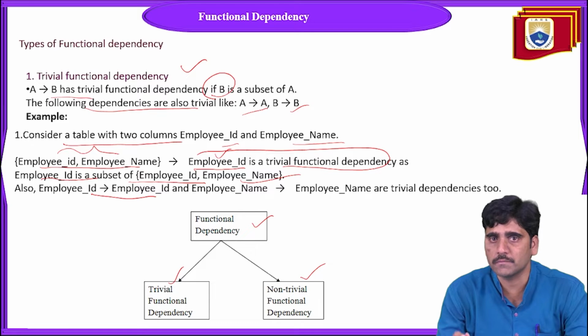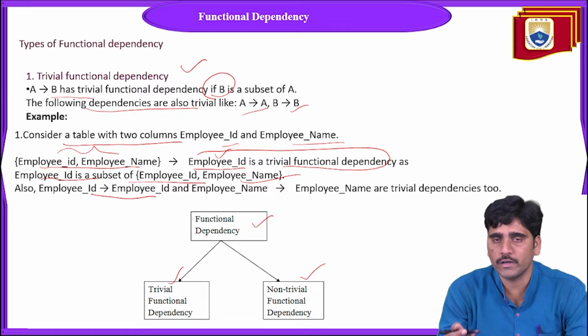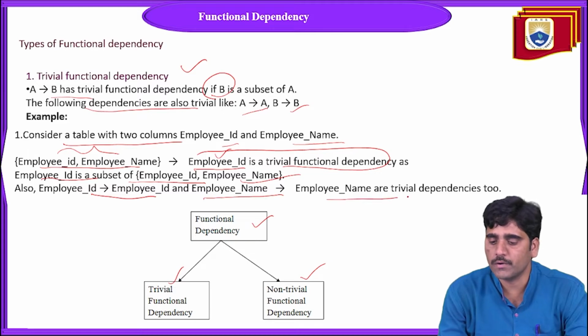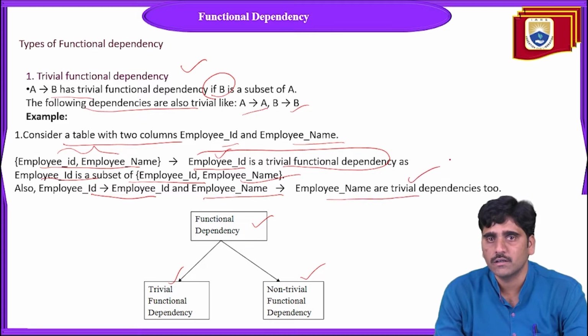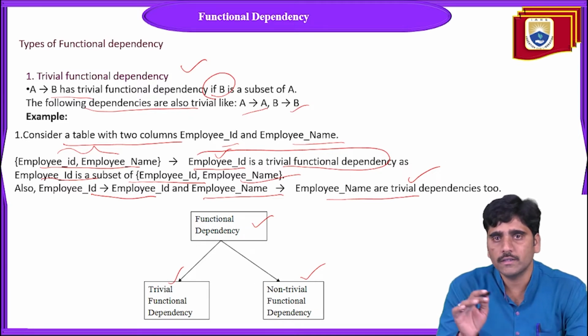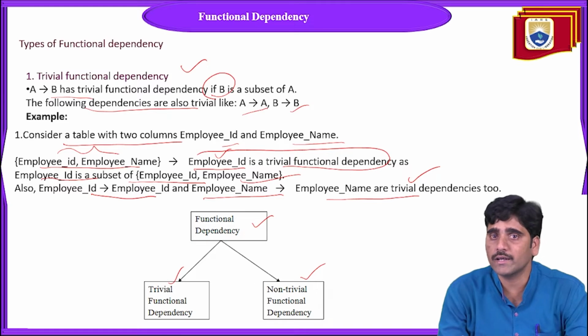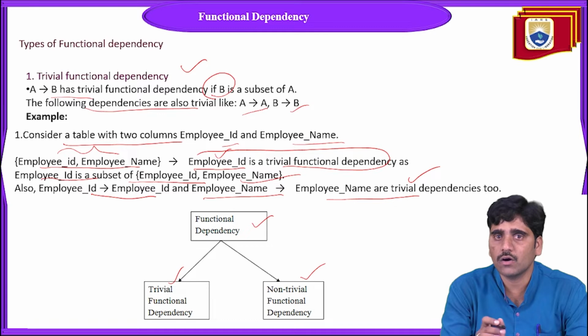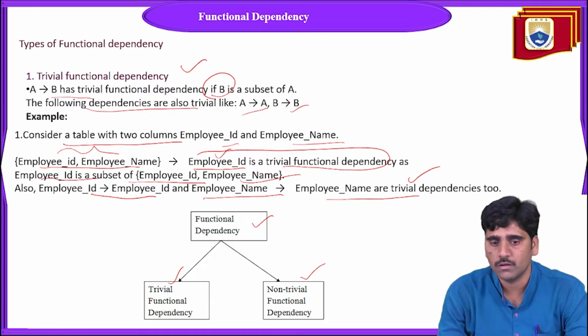If the column names exist in the table, then we can retrieve the values of employee ID, employee name, or any column that exists in the table. Similarly, employee name is also a trivial dependency. So among {employee ID, employee name}, we can retrieve either employee ID values or employee name values, but we cannot retrieve the values of salary because the salary column is not in the employee table.